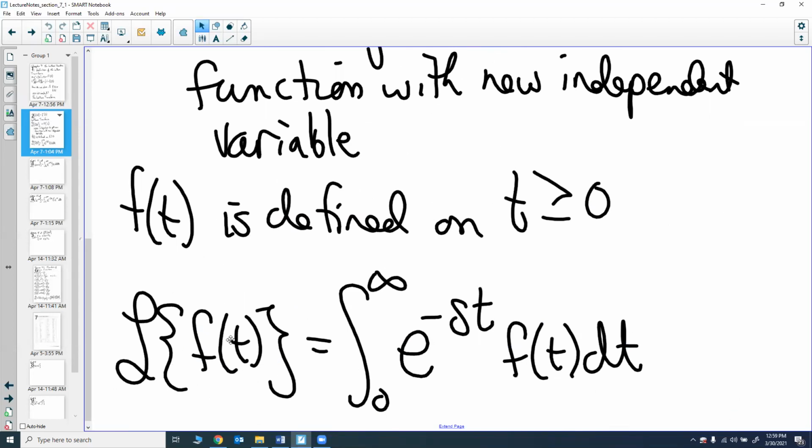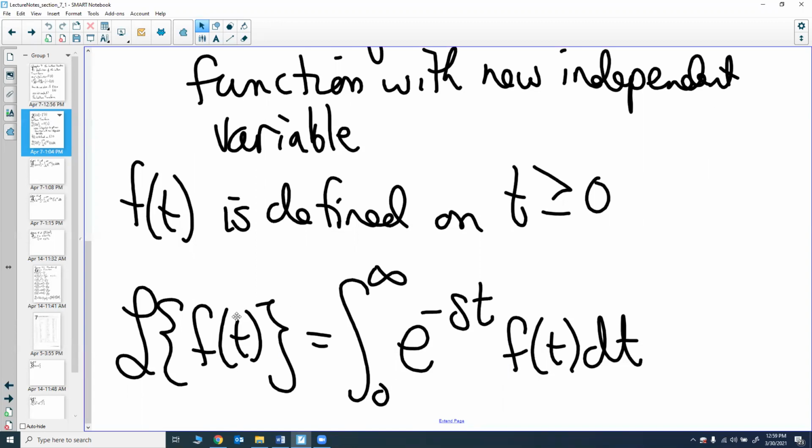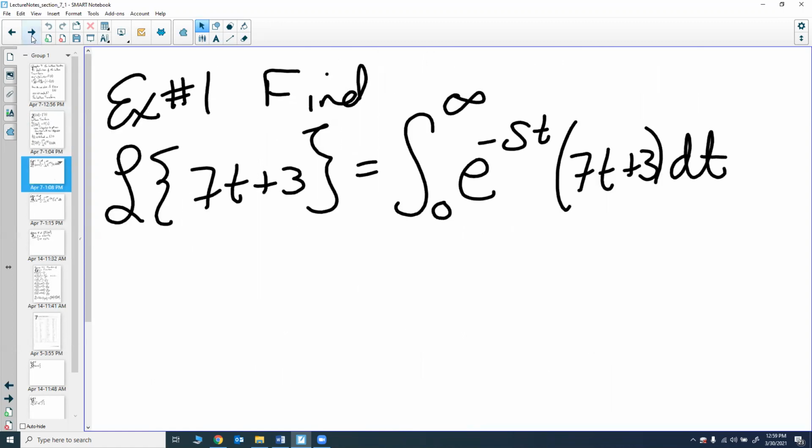The Laplace transform of a function is equal to the integral from 0 to infinity of e to the minus st, f of t dt. So this is our definition of the Laplace transform. We are using an improper integral. So let's go ahead and find one. We're going to find the Laplace transform of 7t plus 3.